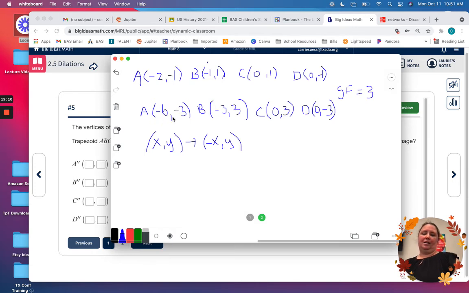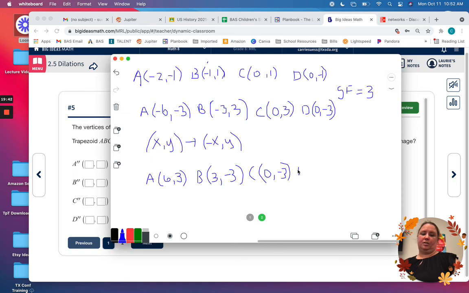So A, a negative times a negative makes that a +6 and a +3. I know writing with my mouse takes me forever. I'm sorry. B, the next one is a negative times a negative, so +3, but the other one is now a -3. And then C, 0, because 0 can't have a negative, and then -3.